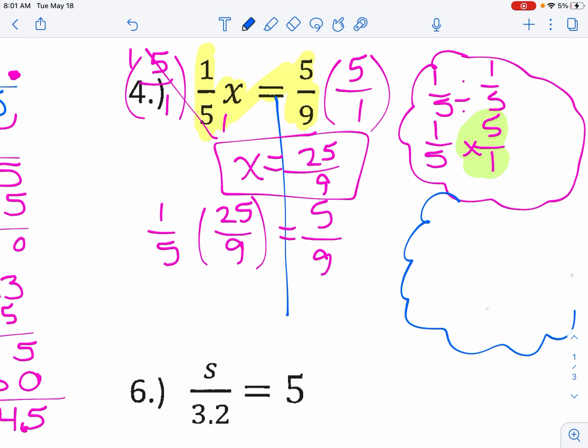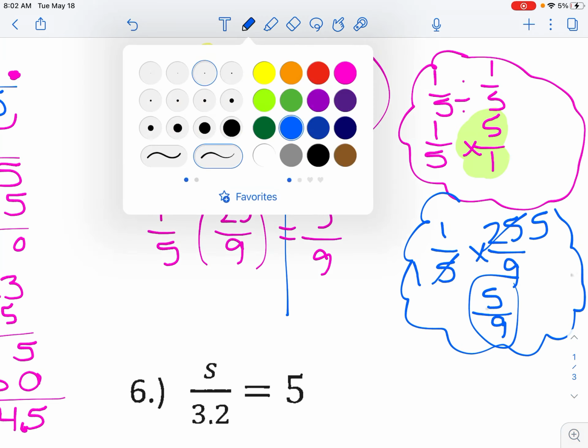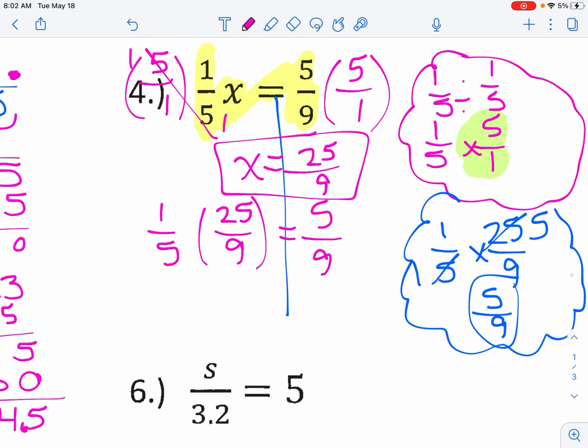If I have decimals, fractions, or 3-digit numbers, I have to show my math out to the side. So I'm going to show 1/5 times 25 ninths. I'm going to divide 5 by 5 and divide 25 by 5. 1 times 5 is 5, and 1 times 9 is 9. So now I can go back to my equation and say that 5 ninths is equal to 5 ninths. Check.